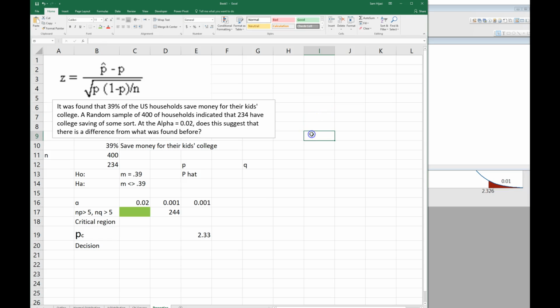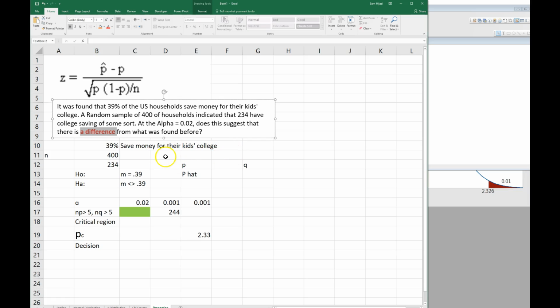Let's go ahead and make sure that that's really what the proportion means. So if we find that 39% of United States households save money for their kids' college, this is the proportion based on the study they have done before, taking it from the population, which is really everybody who lives in the United States, presumably. So a random sample of 400 households indicated that 234 have college savings of some sort. At a level of 0.02, which means a confidence level of 98%, does this suggest that there is a difference? That's a key word we have to be aware of. It indicates not equal to in the null hypothesis. So is it different from what was found before?